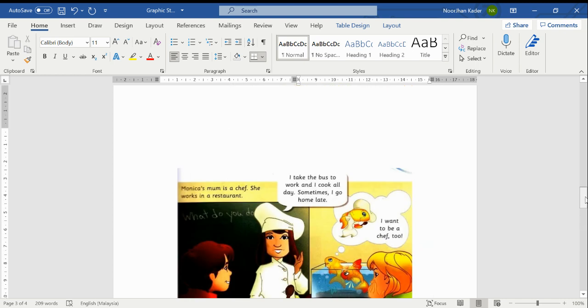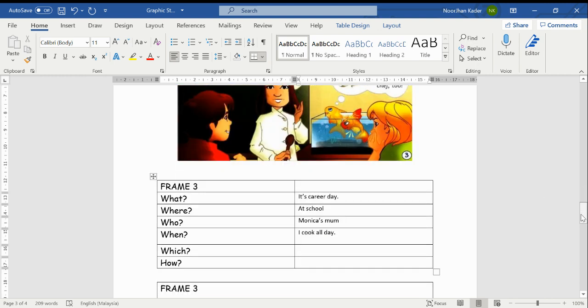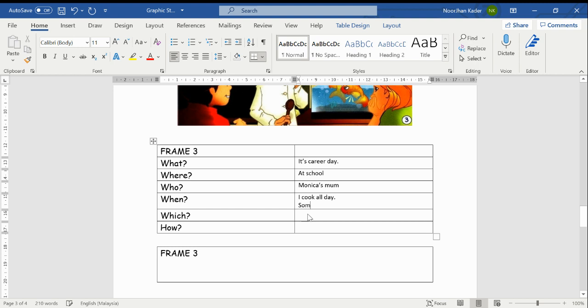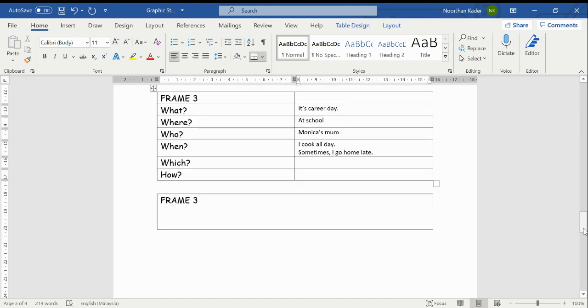I cook all day. Sometimes I go home late. So this is the nature of her work. This is her day in her occupation where she cooks all day and sometimes she has to go home late. Sometimes she goes home late because maybe there are more orders or more customers in the restaurant. So Monica's mom cooks all day and sometimes goes home late.